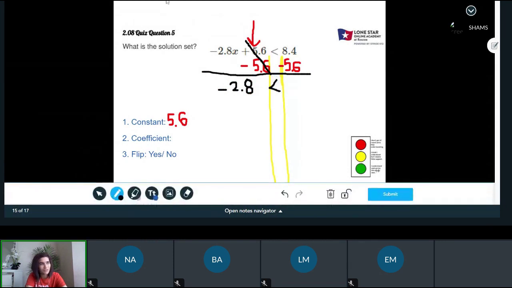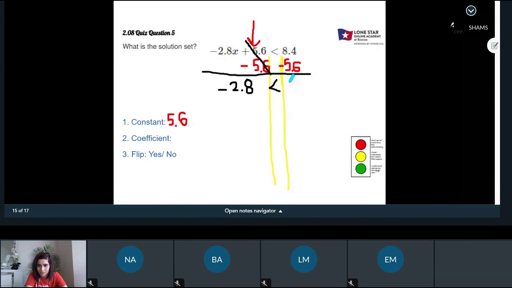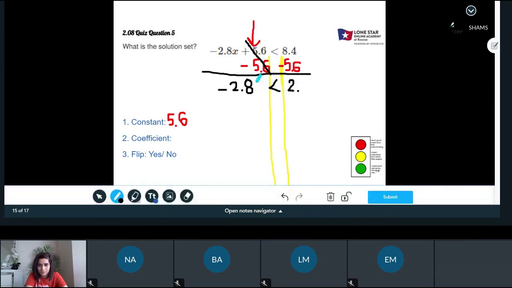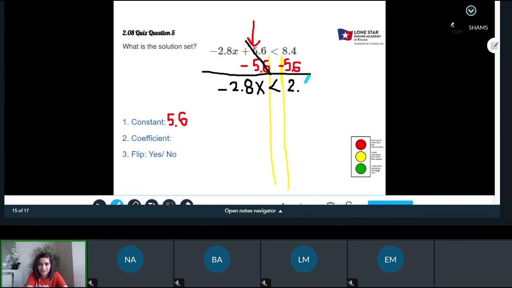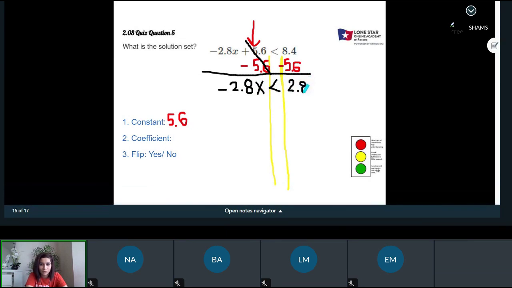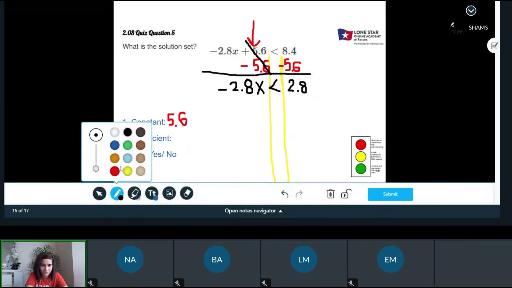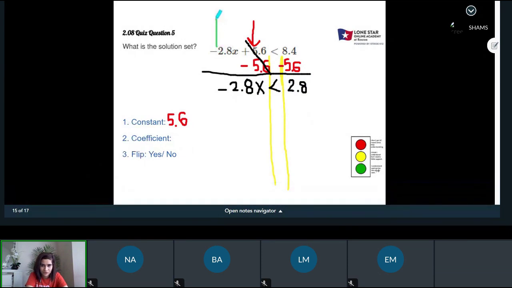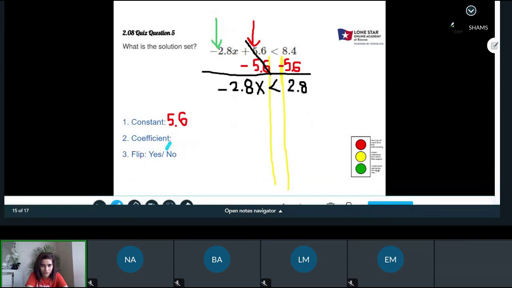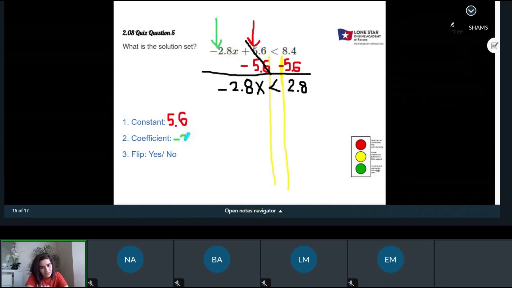That should be less than, let me see, very good, Ben. That's exactly true. 2.8. Then you want x by itself. You want to get rid of negative 2.8. That is the coefficient. Here, this is the coefficient, negative 2.8. I will go ahead and write that down here. And the negative coefficient tells me that I have to flip the inequality symbol. And by now, we have looked at it a lot. And I will divide both sides by negative 2.8.